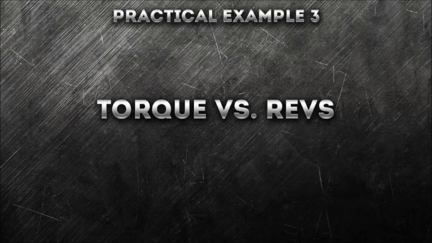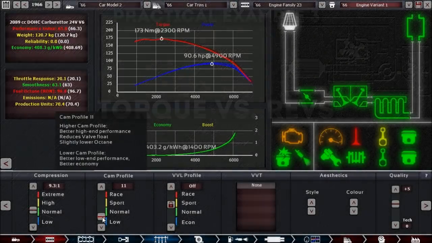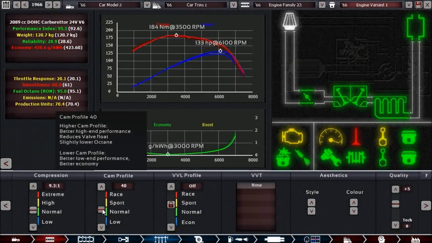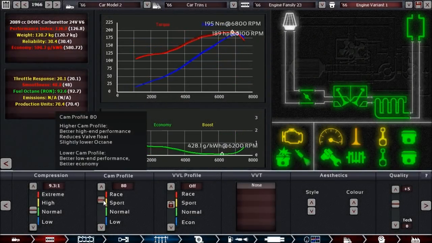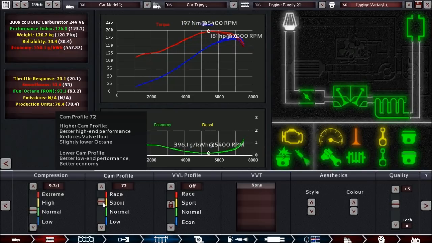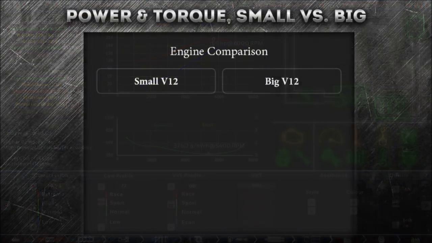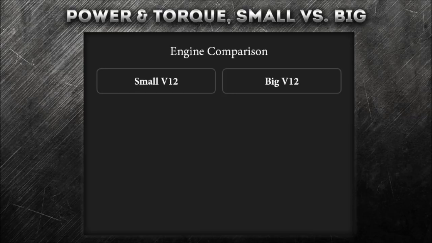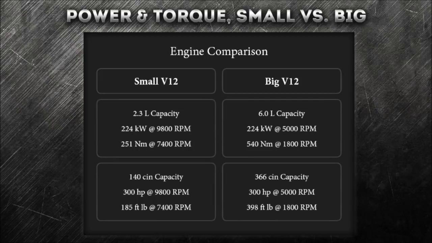Practical example number 3. Torque versus revs. A recurring theme in heated automotive debates is big torquey engines versus small, high-strung, high RPM engines. To put this topic to rest, we make an extreme comparison. 2 naturally aspirated V12 engines, both making 300 horsepower.